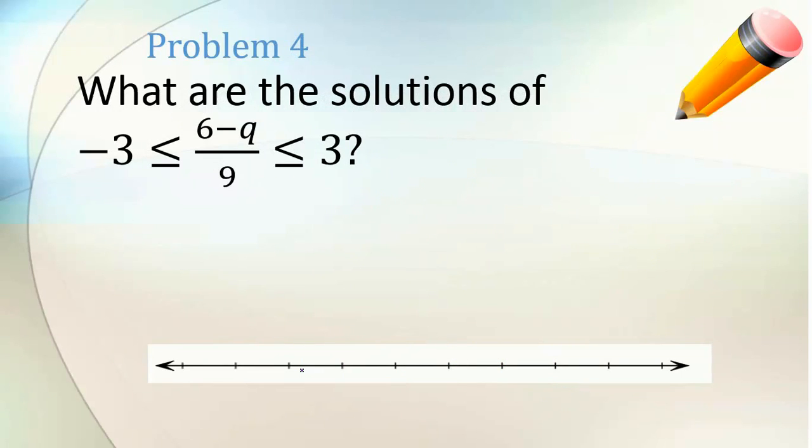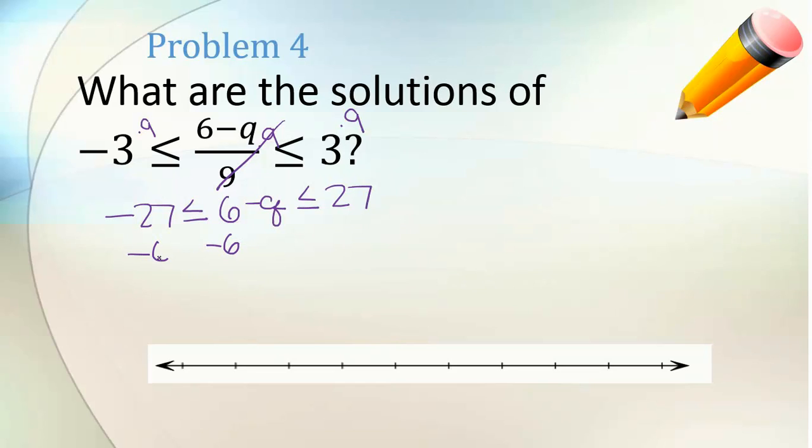Let's take a look at the last problem here. So I have negative 3 is less than or equal to 6 minus q divided by 9, which is less than or equal to 3. So I need to get that division by 9 away. Let's multiply both sides by 9. Cancels out there. Negative 27 is less than or equal to 6 minus q, which is less than or equal to 27. Now, the 6, let's get him out. That's a positive 6, so we need to subtract 6 on all sides.